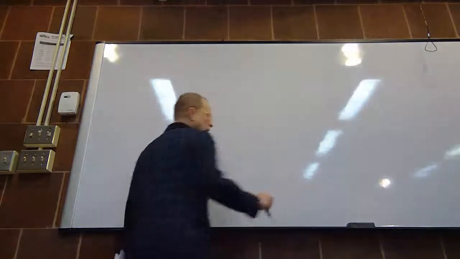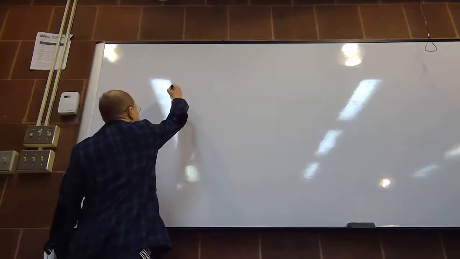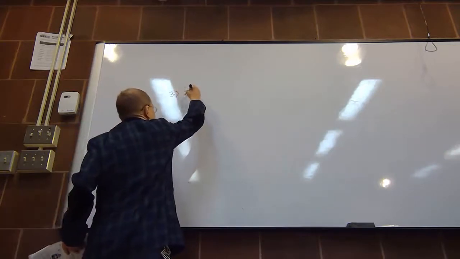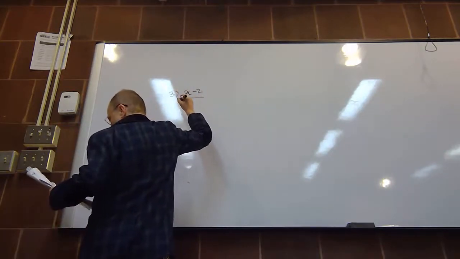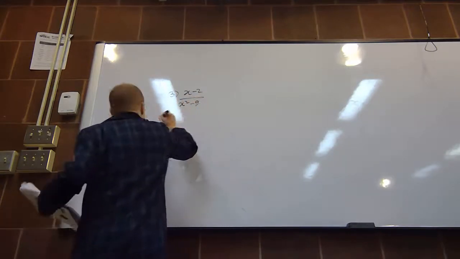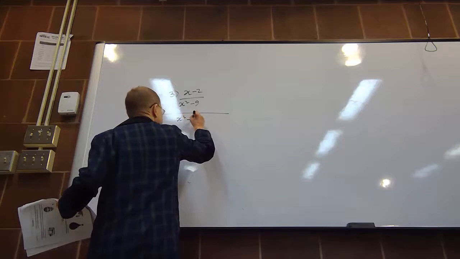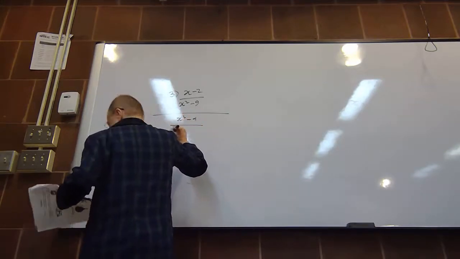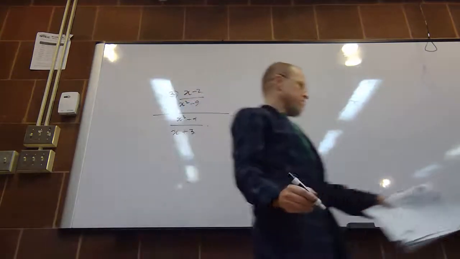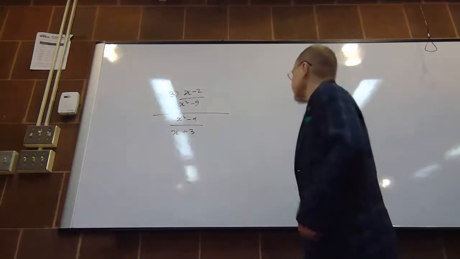Now we're going to look at example number 3 in either your PowerPoint or your workbook. And example number 3 is x minus 2 divided by x squared minus 9, all over x squared minus 4 divided by x plus 3. So let's look at this problem and see what the best way to solve this problem is.